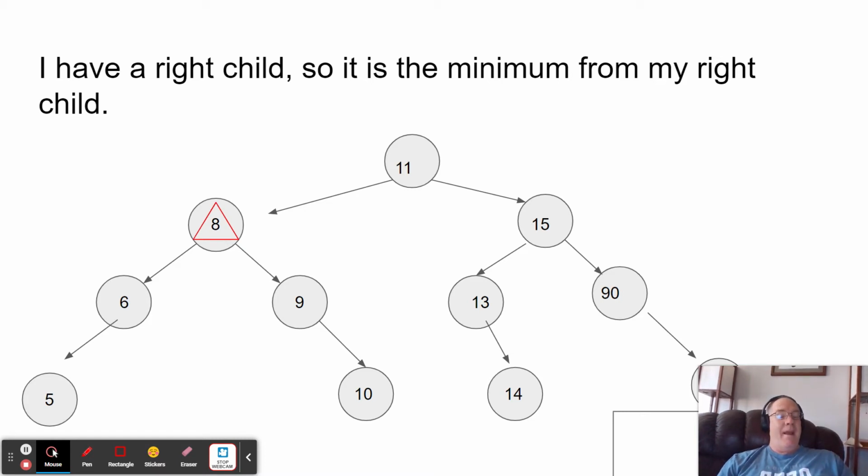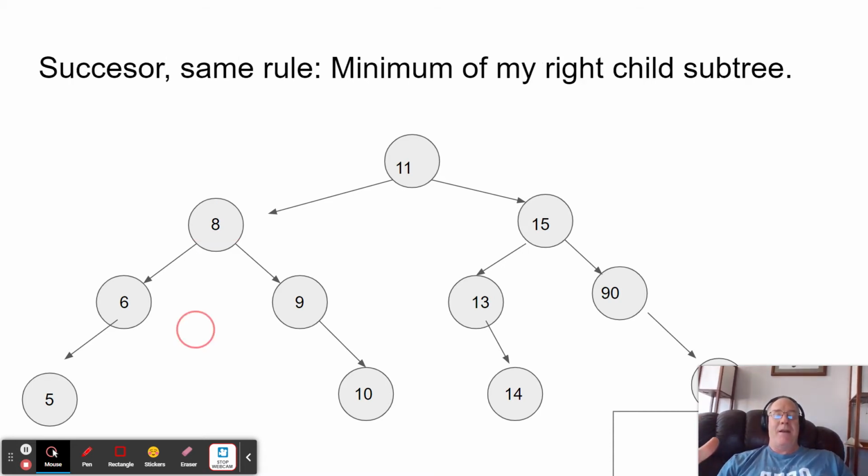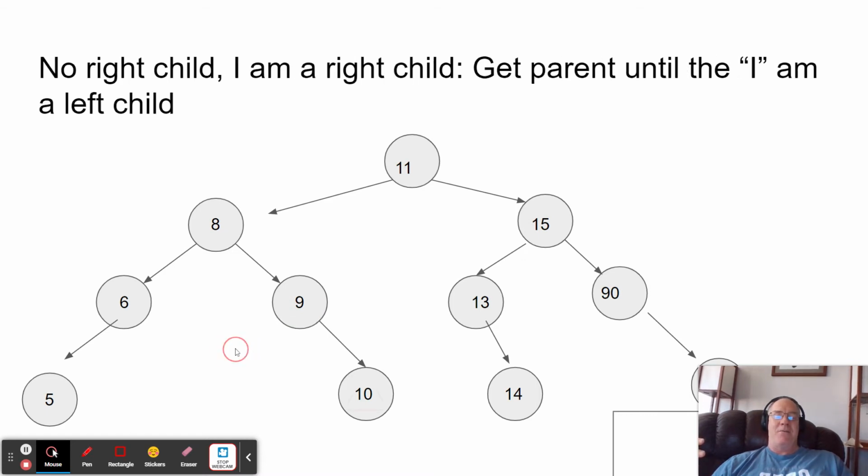What's 8's successor? 8's successor is the minimum element of its right subtree, if that right subtree exists. It does exist. The right subtree's minimum element is going to start at the root of that subtree, which is 9 in this case, and we look left until we hit null. Well, we immediately hit null, so 9 is the minimum of its own subtree. Similarly, the successor to 9 will be the minimum in its subtree, which is this teeny tiny subtree here, which is just this one node, 10.